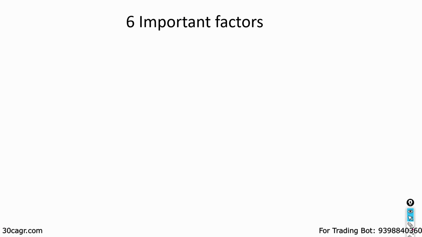All right. Now we are looking at six important factors that are going to change the way that you look at these backtesting results, right? We will start with the easiest ones and then go towards a little advanced concepts, right? The first one is slippage.